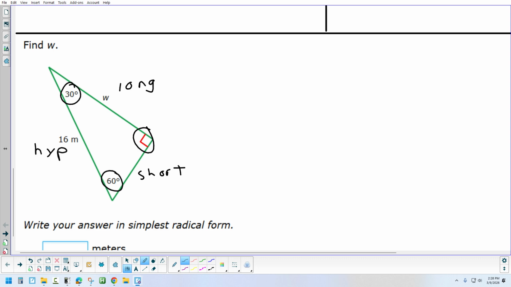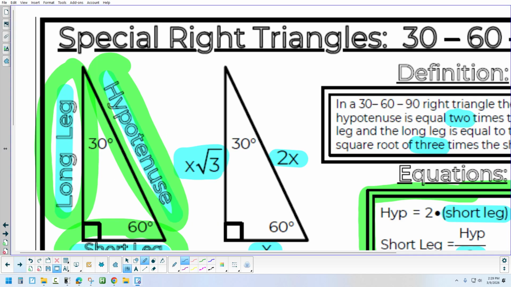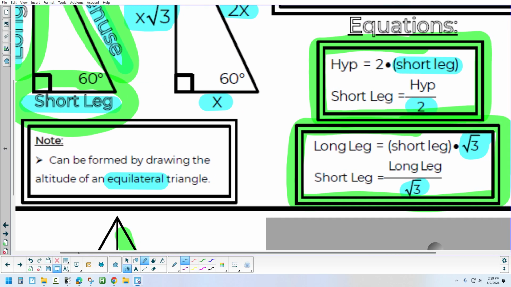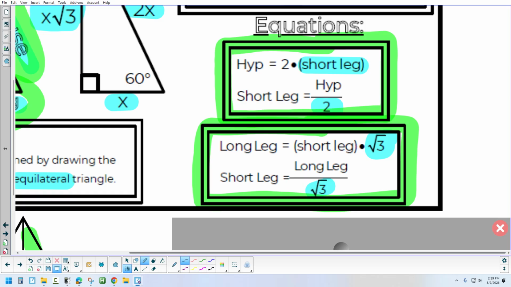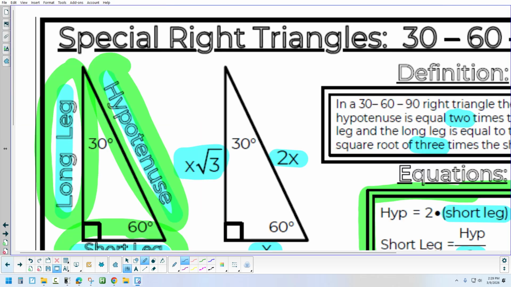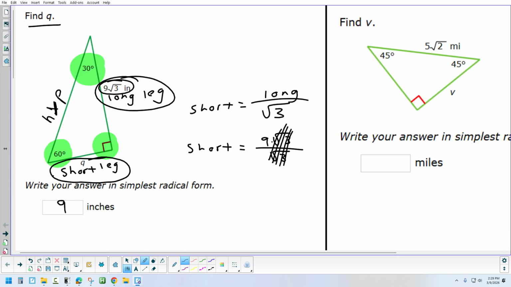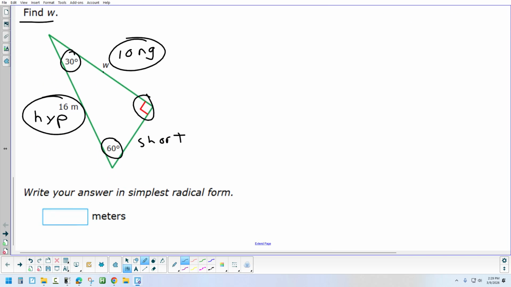So the goal this time is to find W, which is the long leg. So we're going to look at our formulas, see if we can find a formula that has long and hypotenuse in it. Long and hypotenuse. Okay, let's look at our formulas. Is there a formula that has both long and hypotenuse in it? No, there isn't. So then that means we can't figure out the side they want us to find right away. We have to find another side first.